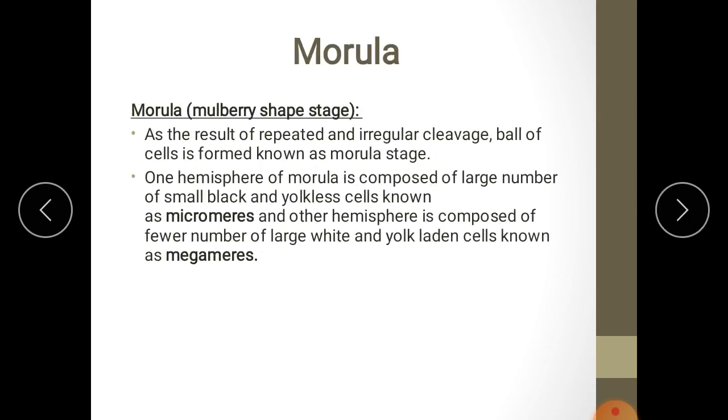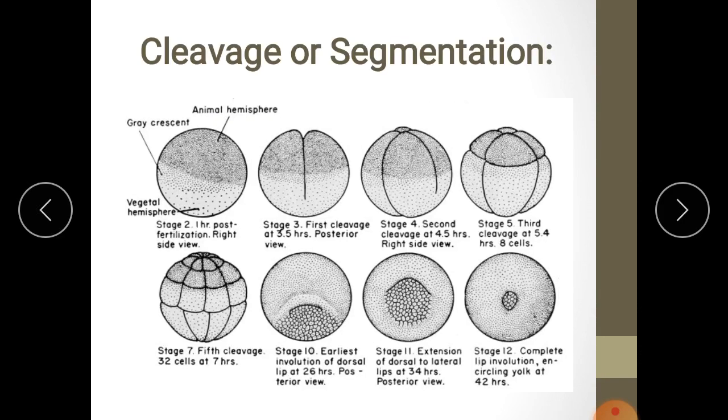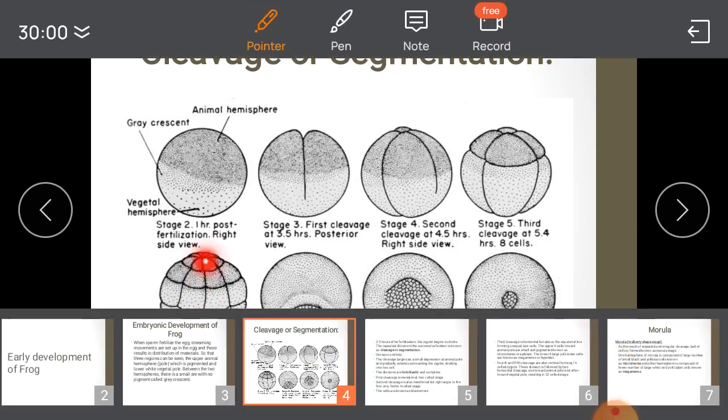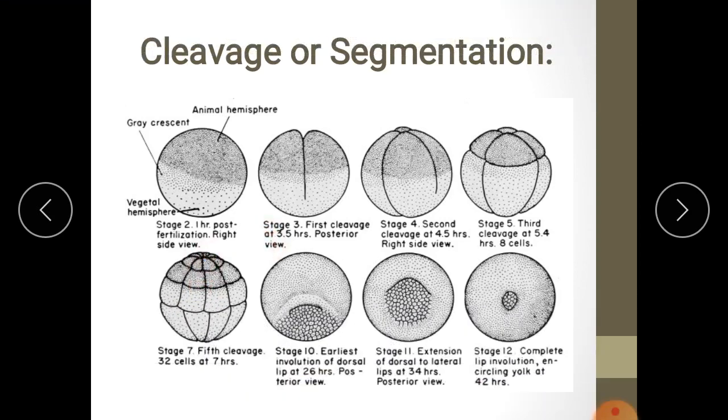Next, the morula stage. So 32 cell stage it is. How many layers are there? Tiers 1, 2, 3, 4. 4 tiers, and each tier is having 8 cells. 8 plus 8, 16, plus 16, 32. 32 cells.